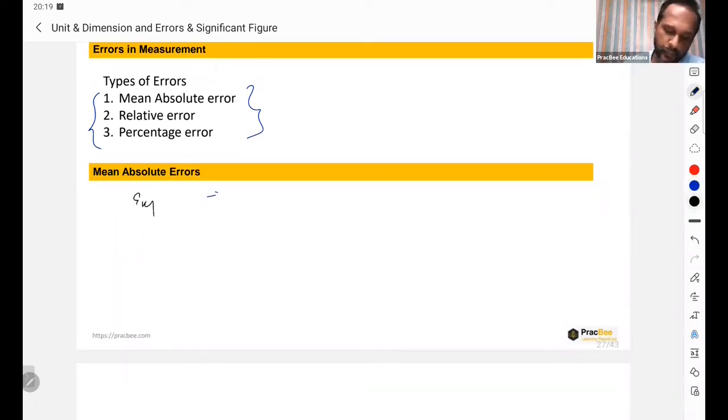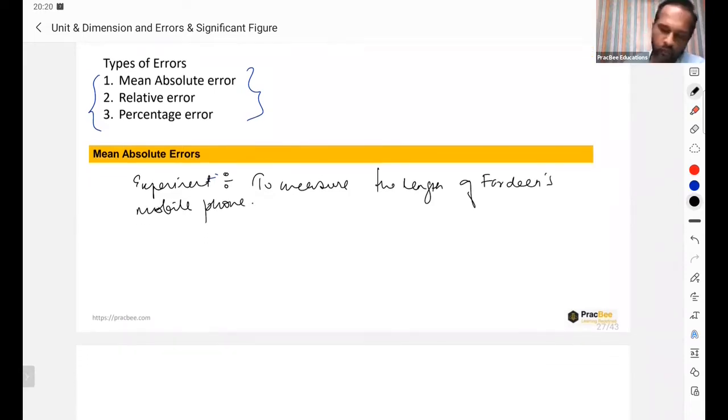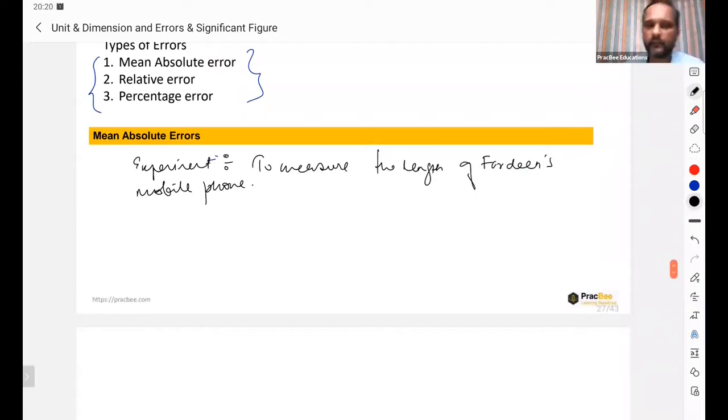Suppose we do an experiment. The aim of the experiment is to measure the length of Fardeen's mobile phone. So I asked Fardeen to measure the length of his mobile phone 4 times. Suppose I ask you to measure your phone's length 4 times. Fardeen comes up with the result as 12.8. First time I measured it.